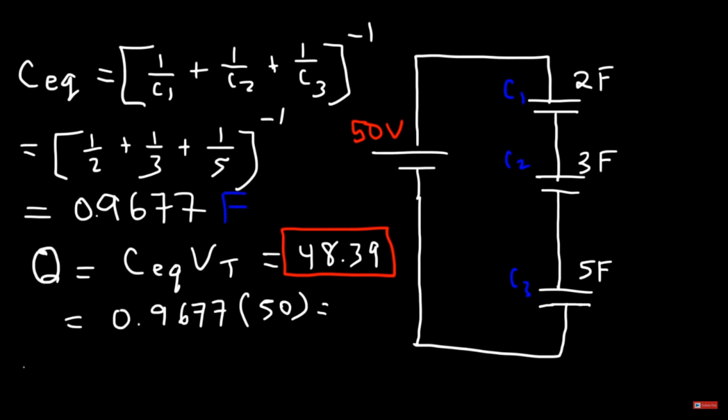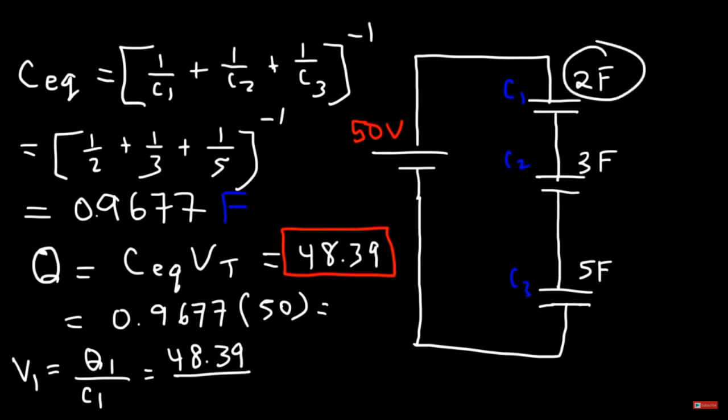So now let's find V1. V1 is going to be Q1 divided by the capacitance. So take the charge divided by the capacitance. Now if you have microfarads, make sure to multiply by 10 to the -6 when dealing with your calculations. In this video, you just gotta divide by 2 since it's in farads. So 48.39 divided by 2 is about 24.2. That's the voltage across C1.